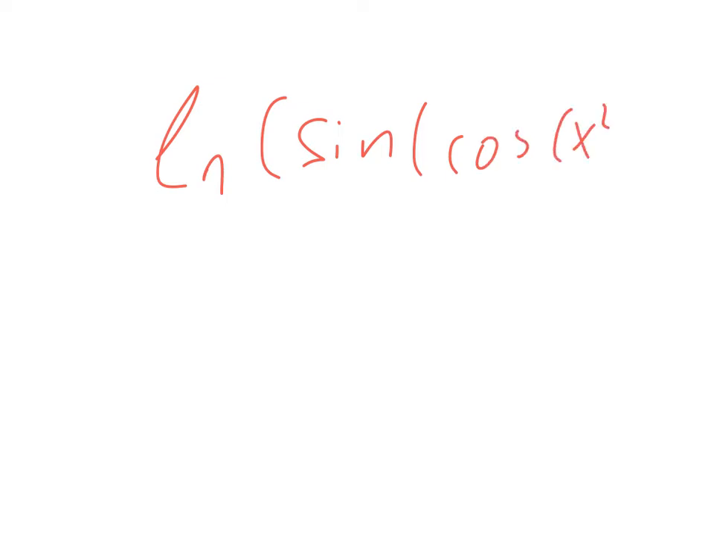Now I want to create like a crazy problem. And something that has to do with logs. I'm going to talk about natural logs first. So if you had like a natural log of, let's say, sine and then cosine of x squared. How many chain rules does that take? So go ahead and pause the video and count that out.